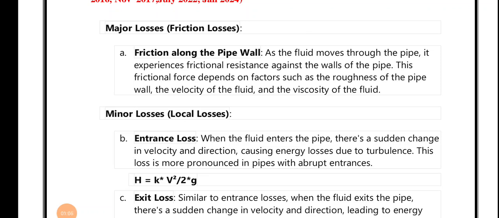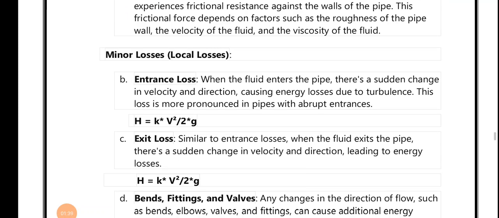As the fluid moves through the pipe, it experiences frictional resistance against the wall of the pipe. This frictional force depends on factors such as the roughness of the pipe wall, the velocity of the fluid, and the viscosity of the fluid. So these major losses, that is frictional loss, can be determined by using the Darcy-Weisbach equation and Chezy's equation.